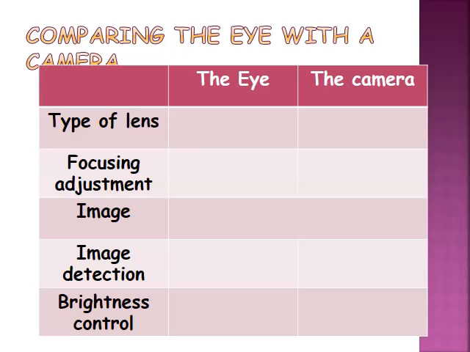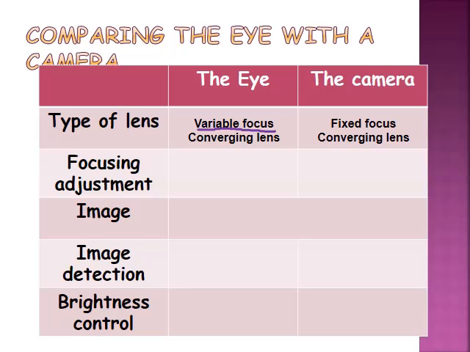The final thing we need to be able to do is compare the eye with the camera. Very simply, you just need to be able to say how they're similar and how they're different, usually maybe 2 or 3 points. So the eye has a variable focus converging lens. When we say variable focus, it means the lens itself can change shape and change the focus. The camera doesn't have that. It's got a fixed focus converging lens.